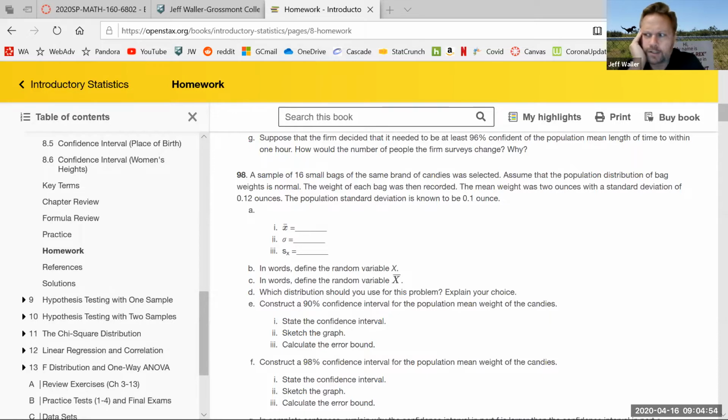Okay. So that's number 98. A few problems, I think, give you both standard deviations. If you know the population one, I don't care what other one you know, you're going to use the population one. That's the real one.